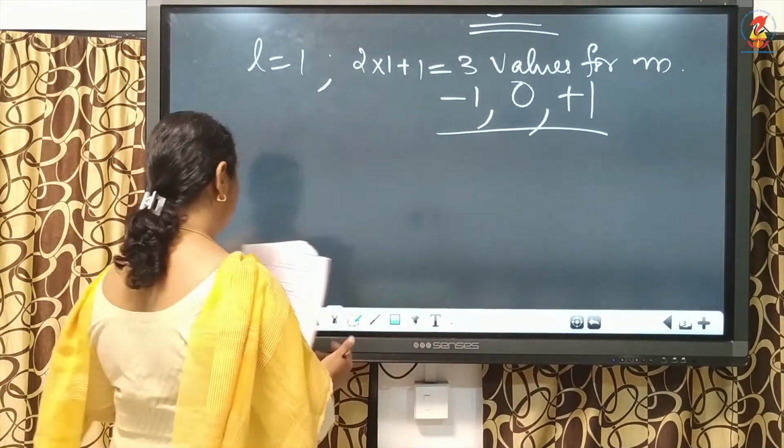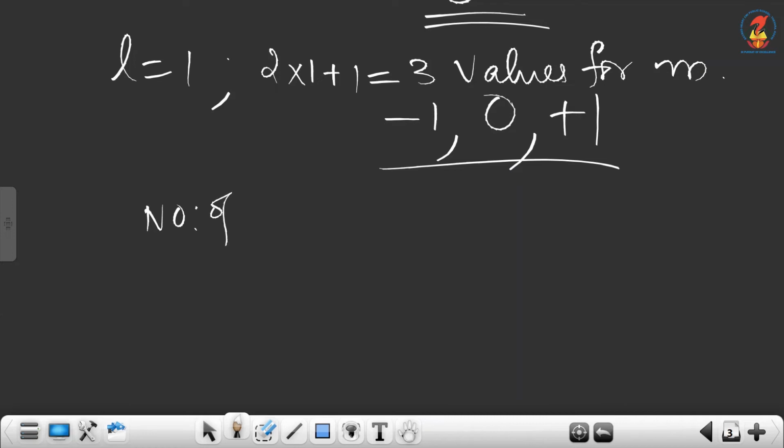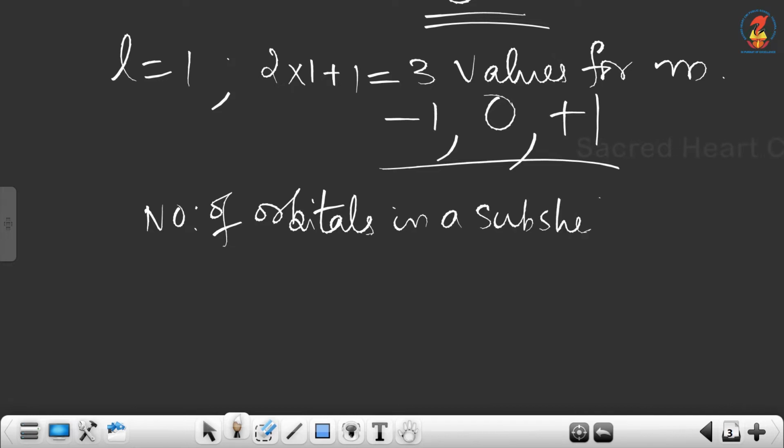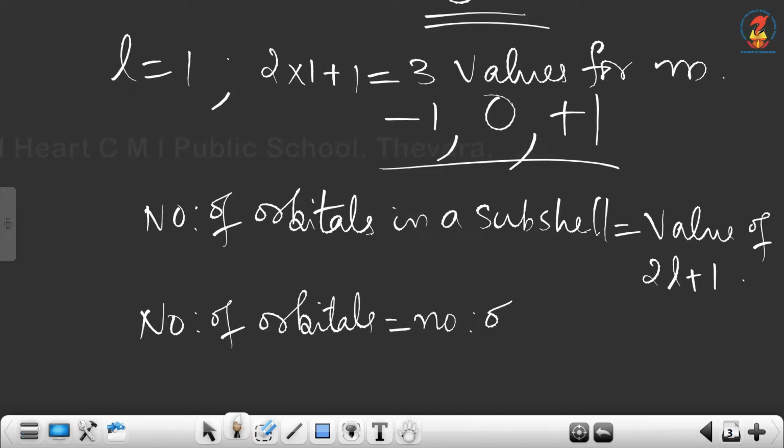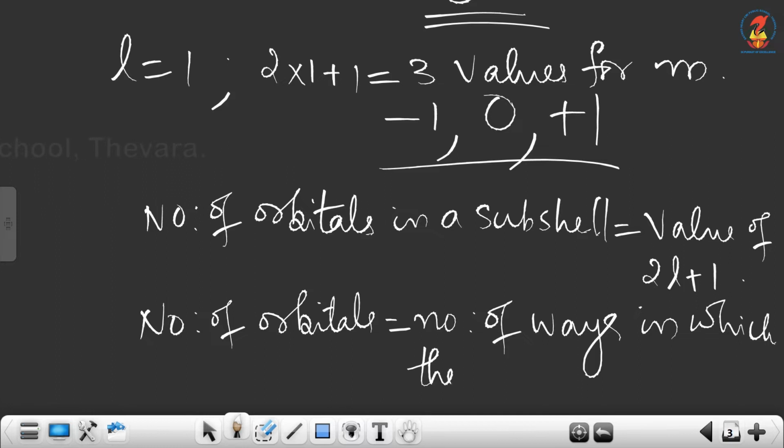So I'll write it here. The number of orbitals in a subshell is equal to the value of 2L plus 1, and the number of orbitals is equal to the number of ways in which they are oriented.